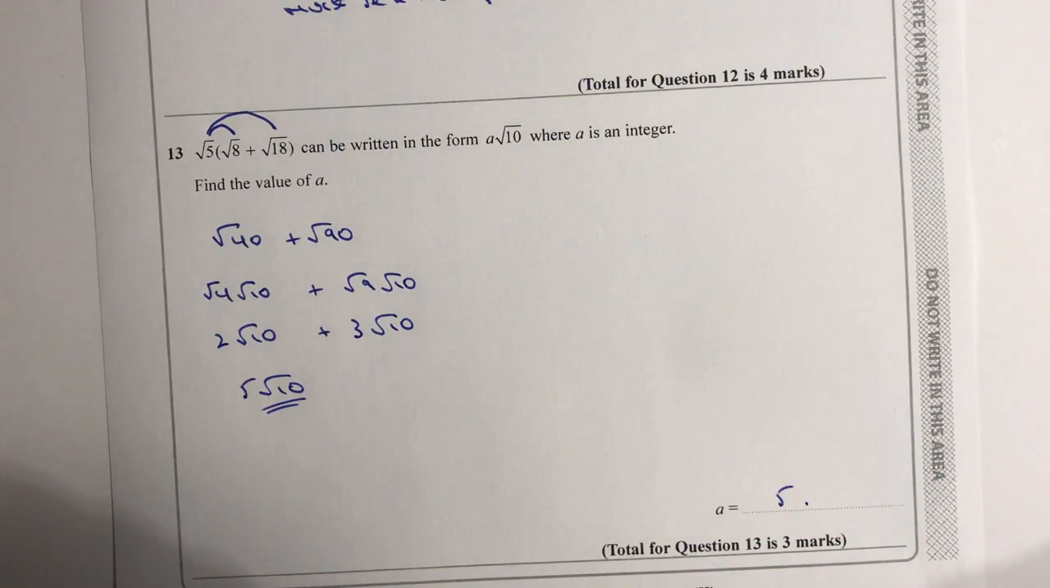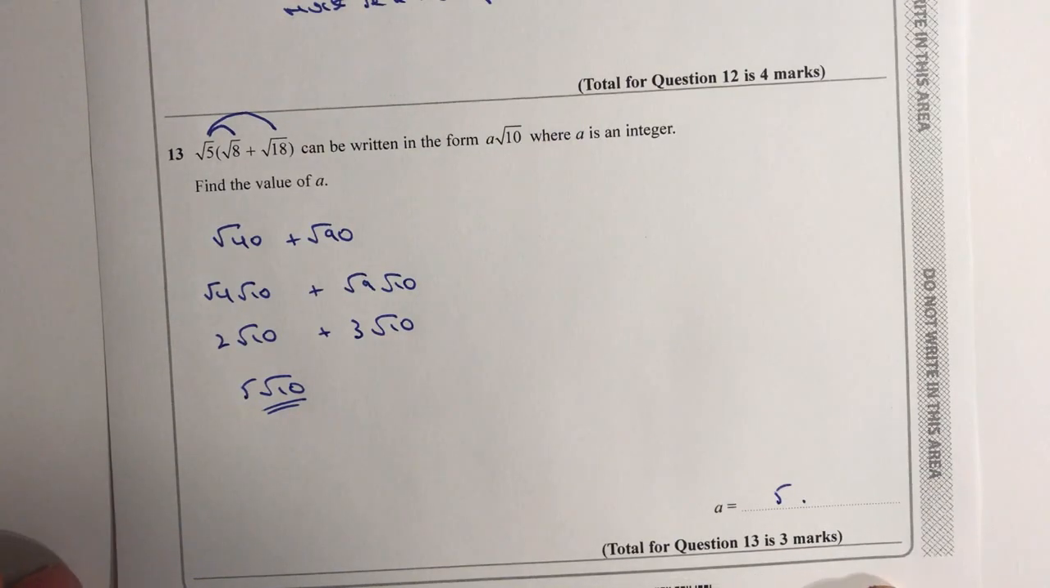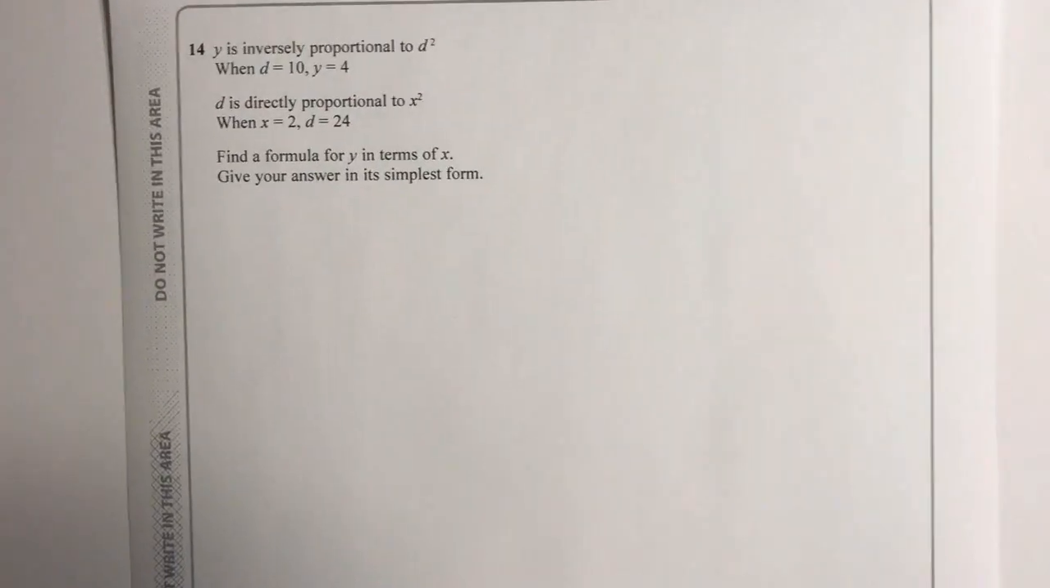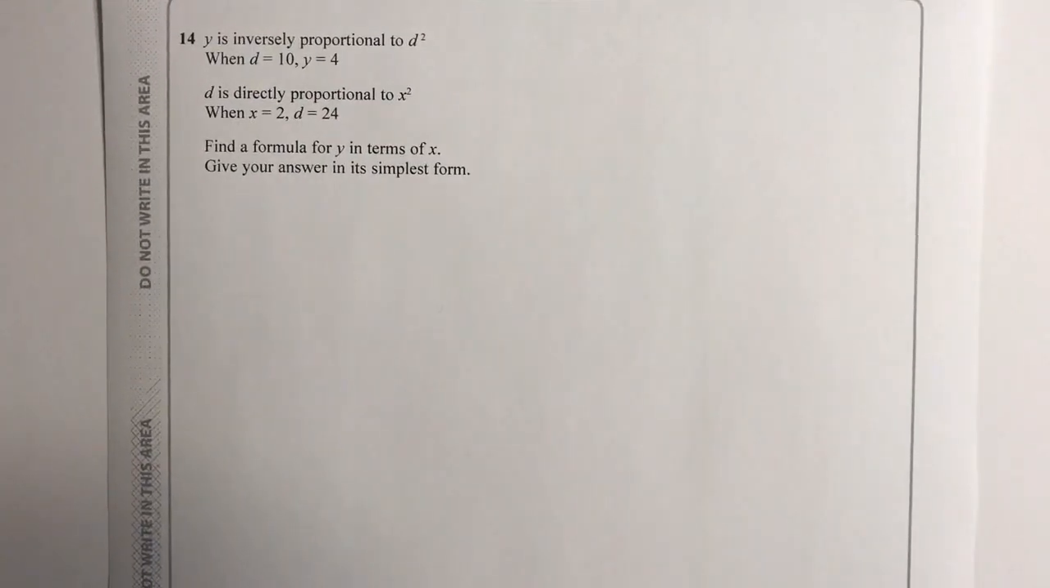All right, so we're about 19 minutes into the video, so we'll go on and carry on with question number 14, which deals with direct and indirect inverse proportion. Okay, so y is inversely proportional to d squared. So there's a lot of words for this particular question, and you just need to take it a little bit at a time.